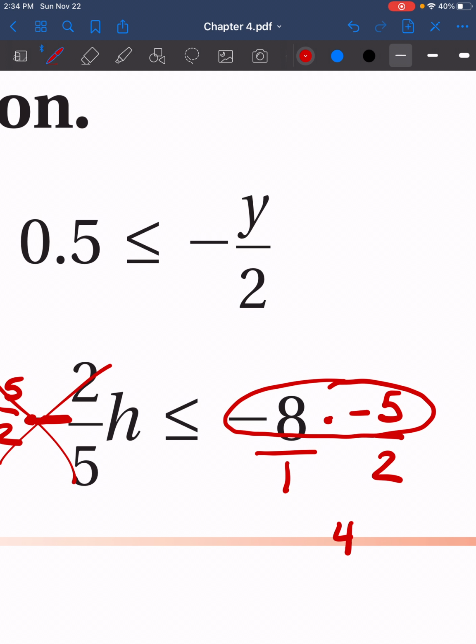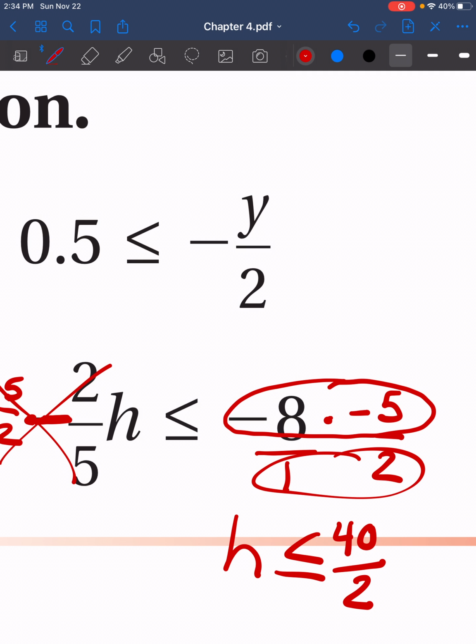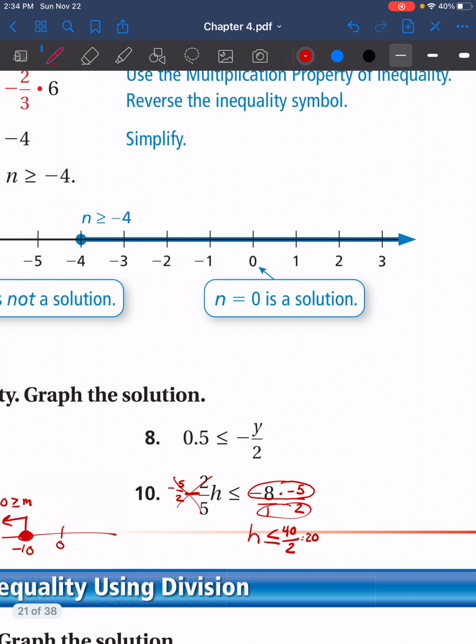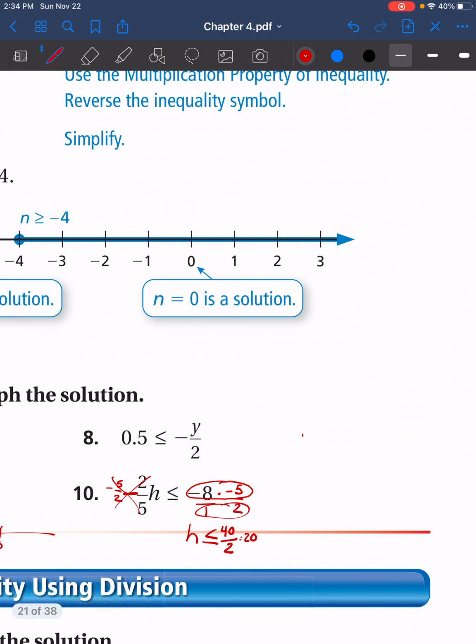So this is gonna be 40 divided by 2 is greater than or equal to h. 40 divided by 2 is 20, which means the solution is going to be h is less than or equal to 20. Whoosh. Draw me my little graph. Closed circle. H is smaller. That's the whole lesson, guys.